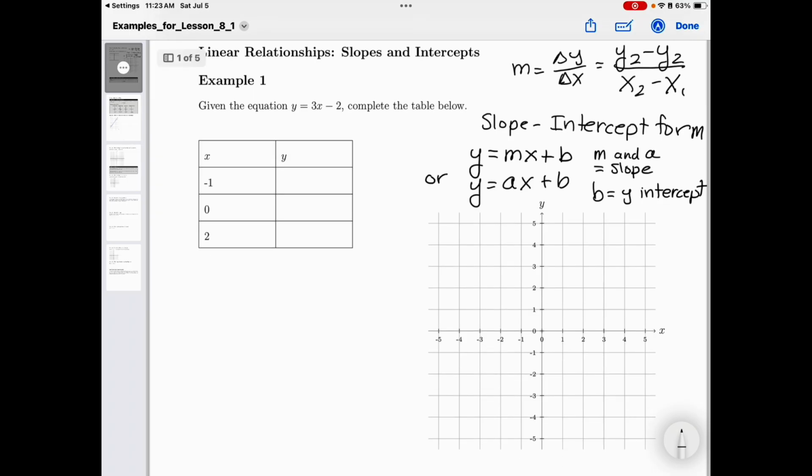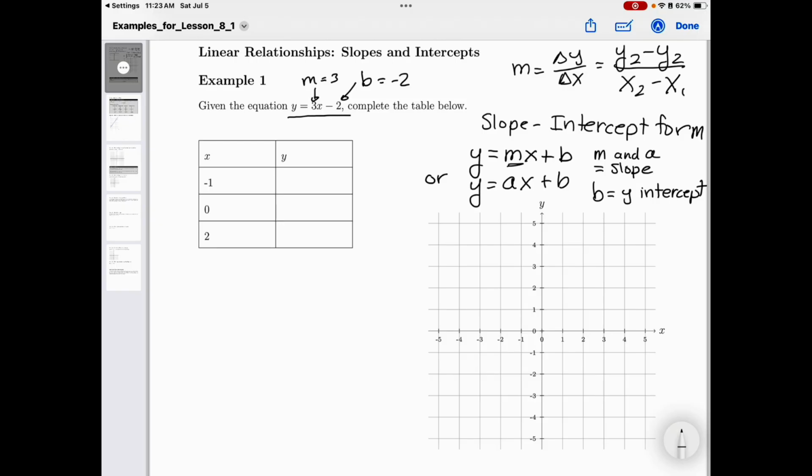So the first example we're going to walk through is how to create a table and plot the values so we can graph the line. So here's our example of the line. M, that's the number that's in front of the x, that's our slope. So M is equal to 3, that's our slope. And B is equal to -2. That's where it crosses the y-axis.